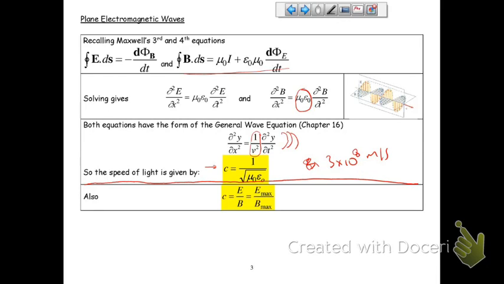It's kind of pulled out of a hat. Just the speed of light? C is the speed of light. So what we can say from this, there are 3 bits I need you to know. First bit: speed of light equals E over B, which equals E max over B max. Okay, there's the first equation.